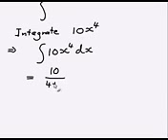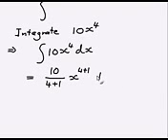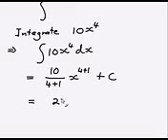So now that I've written the integral, I can go out and calculate what it is. So I take the 10, divide it by the power plus 1, 4 plus 1, multiply by x and increase the power by 1. And don't forget about my constant of integration. And I get 2, 10 divided by 5 is 2, x to the power 5 plus c.